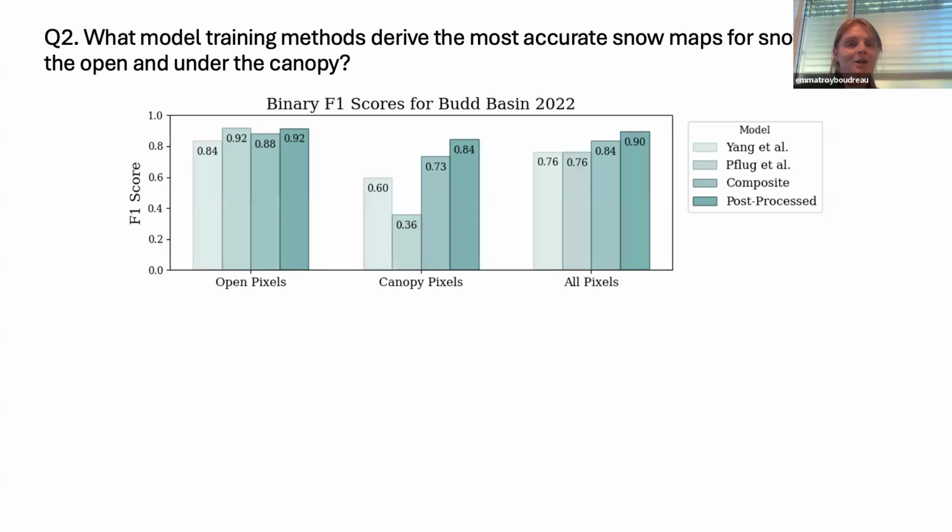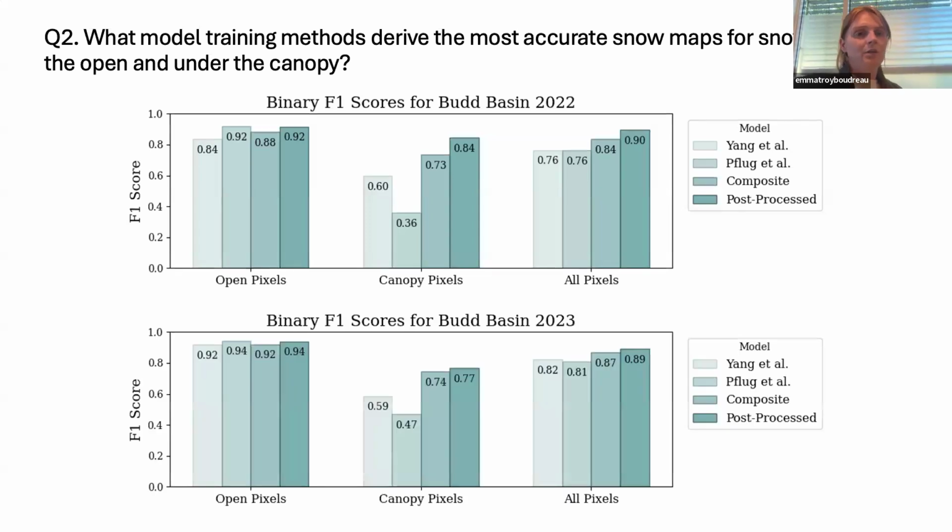And on to question 2, what model training methods had the most accurate maps? So we use this F1 score again, and we can see all the models do pretty well in open pixels, and in the canopy, they perform a bit worse. But these first two models, the Flug et al. and the Yang et al., had poor to okay performance. But then the composite and the post-processed actually had decent performance, and it was pretty reliable.